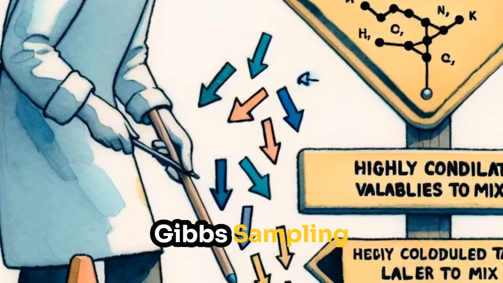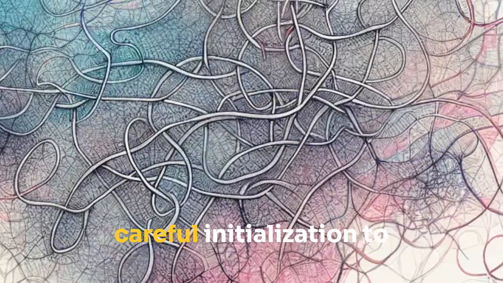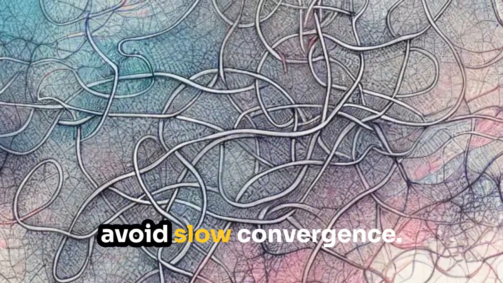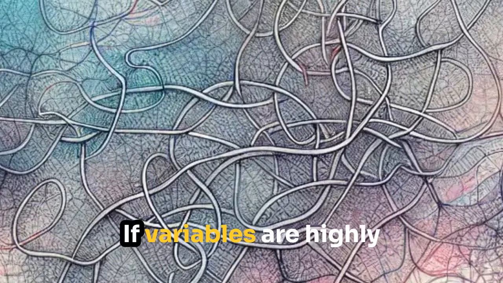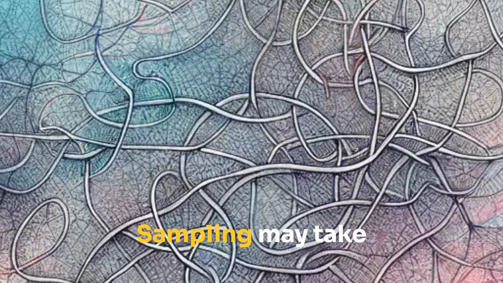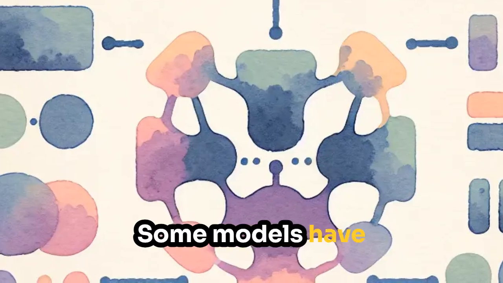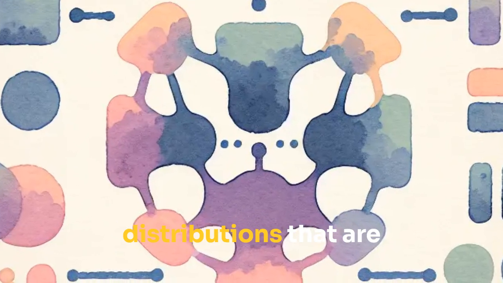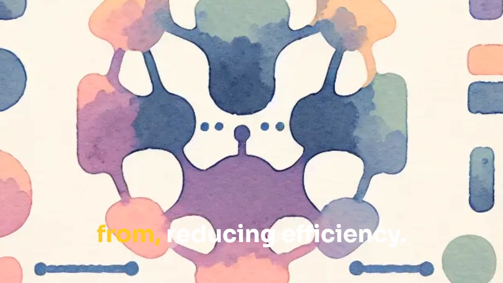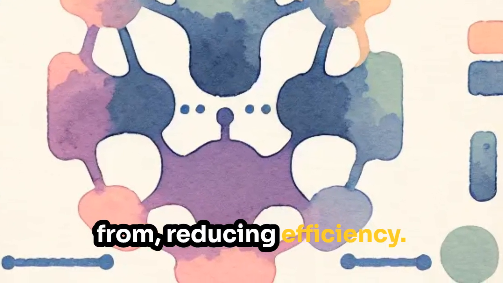Challenges of Gibbs sampling. The method requires careful initialization to avoid slow convergence. If variables are highly correlated, Gibbs sampling may take longer to mix properly. Some models have complex conditional distributions that are still difficult to sample from, reducing efficiency.